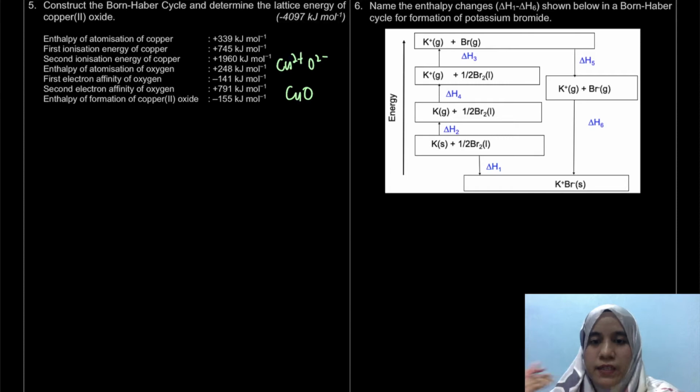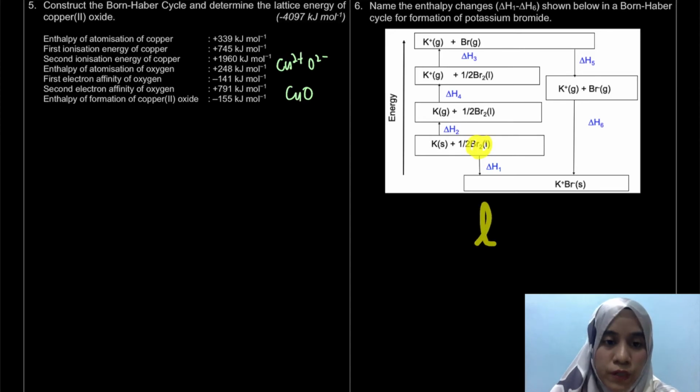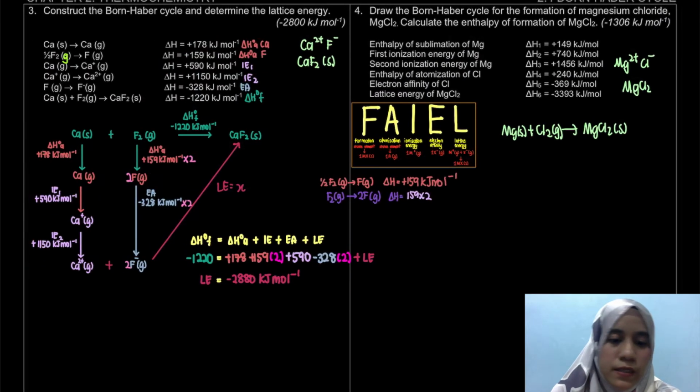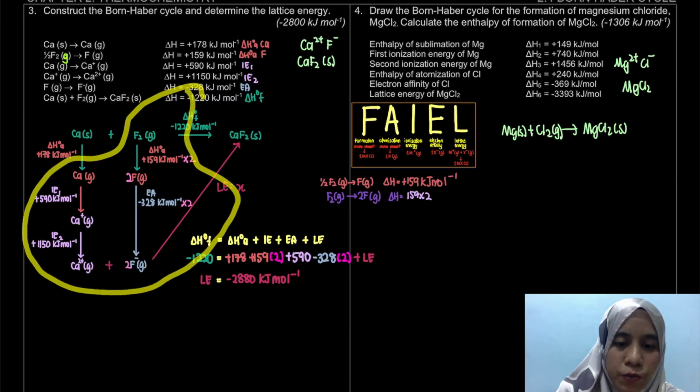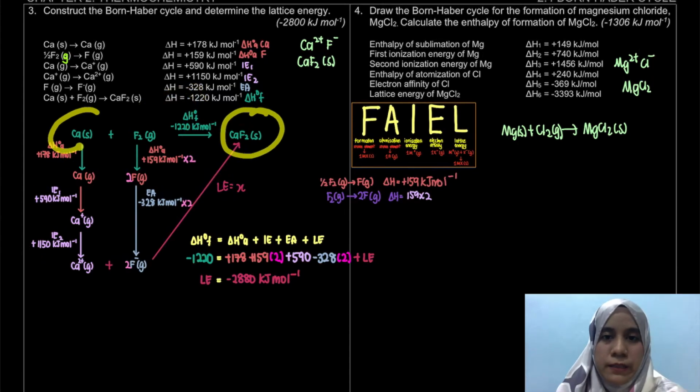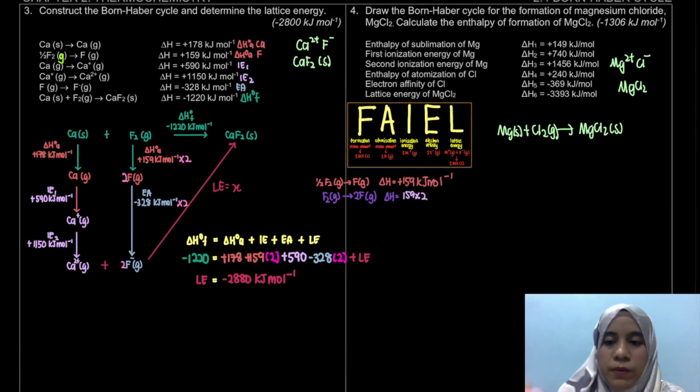Okay, number 6 is the example that I have mentioned to you. This is the example where this is the energy level method, and they ask you to determine the enthalpy involved. Okay, so let's look here. We have our potassium and bromine. Bromine is actually also liquid, but most of the time we will use gas. Usually for lattice energy, everything will be gas except for our product here and the metal here. But at certain times they give bromine as liquid.